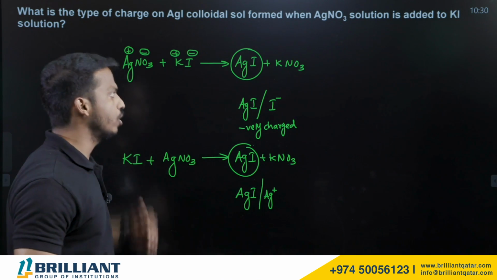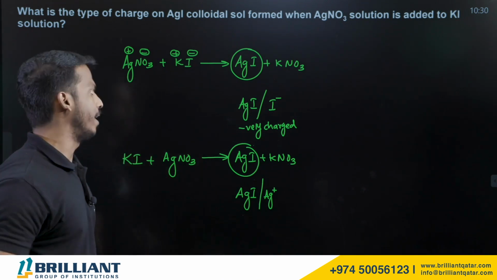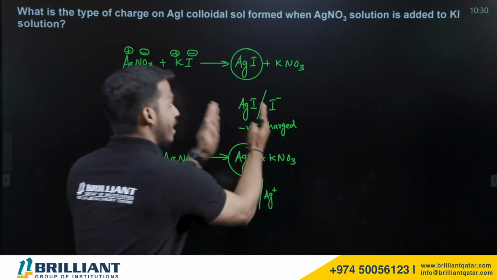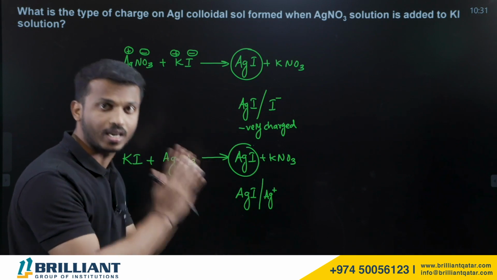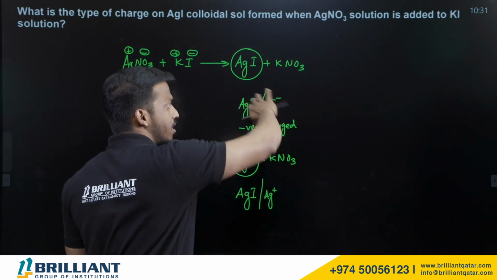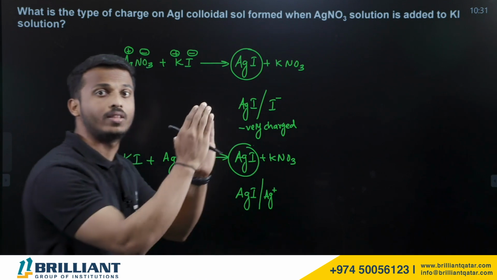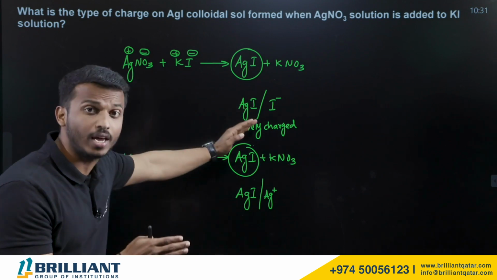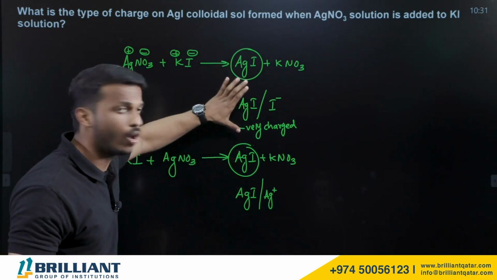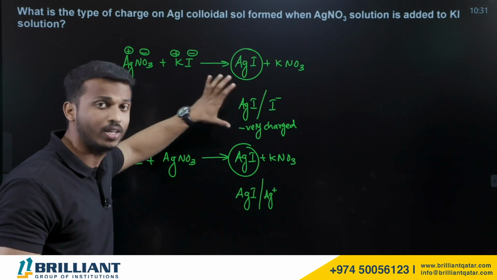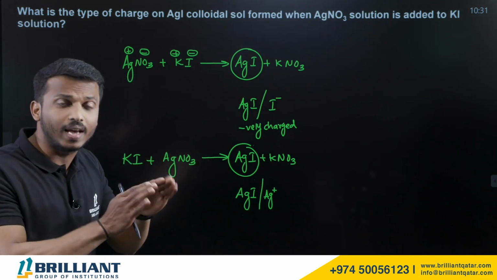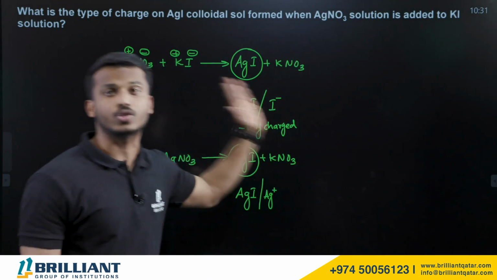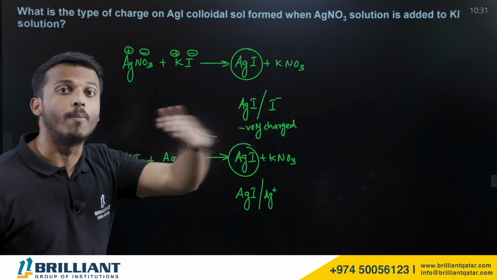And this negatively charged colloid, when it forms, is surrounded by its counter ion. This negatively charged part is called the charged layer or fixed layer. And the counter ion which is attracted makes a layer called the diffused layer or the mobile layer.